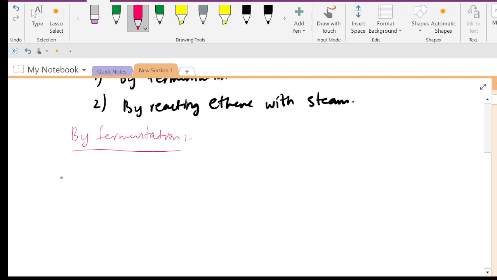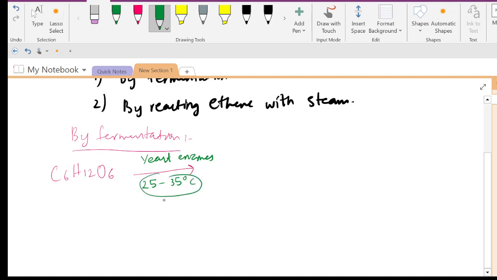With the help of glucose, that is C6H12O6, in the presence of yeast enzymes at a temperature of around 25 to 35 degrees Celsius. This temperature is actually room temperature.